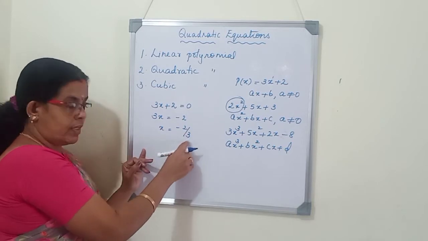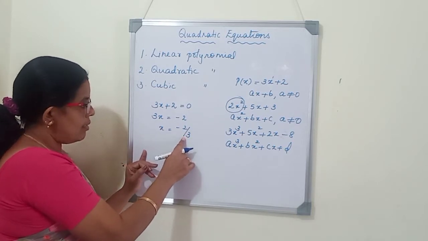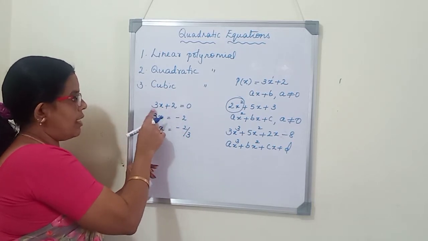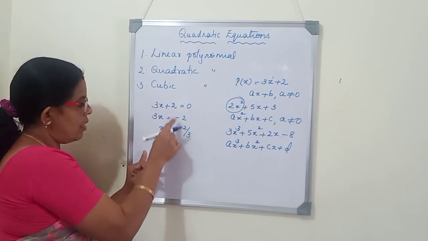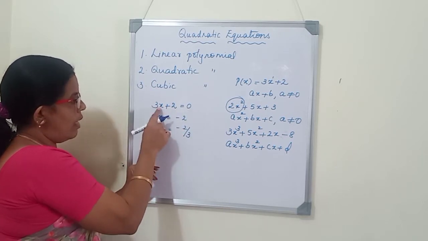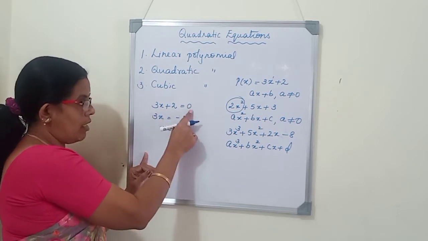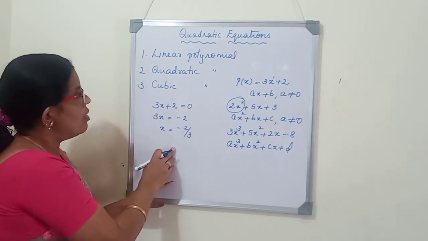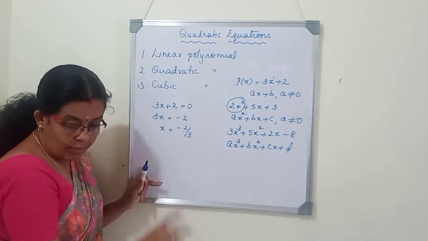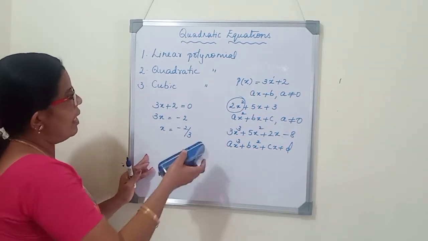What is the meaning of 0 of a polynomial? It is the value of x which satisfies the equation. That is, when we give x as minus 2 by 3, we will get LHS and RHS equal to 0. So now this year we are learning about quadratic equation.